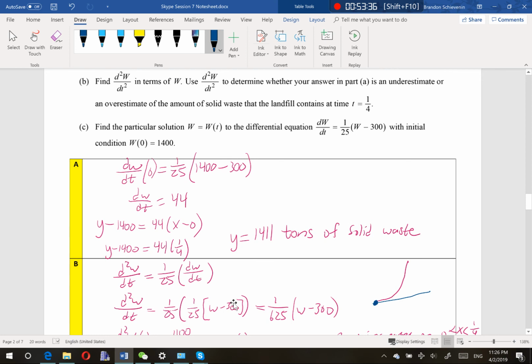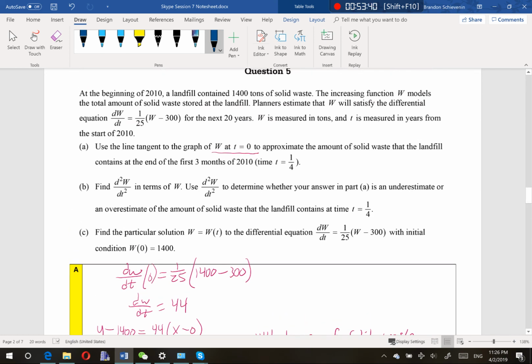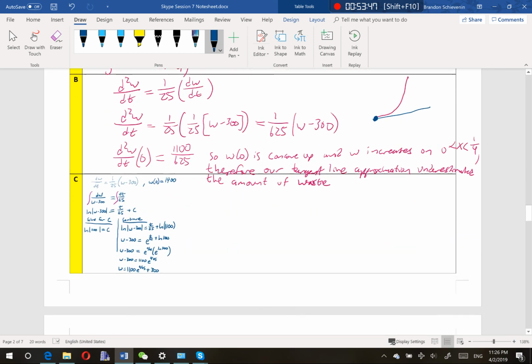Do we have a domain? More than 0. Okay, we've got to be more than 0. It goes for the next 20 years. Okay, so this function we used was only true for 20 years. So I could say for 0 is less than t, oops, is less than 20. Okay, and that should be good.